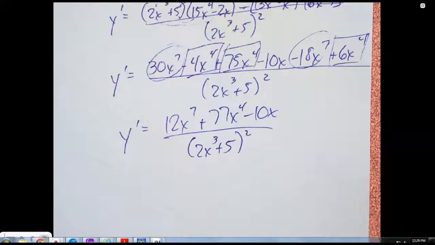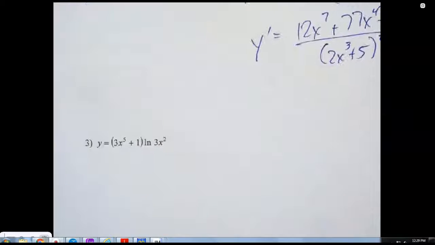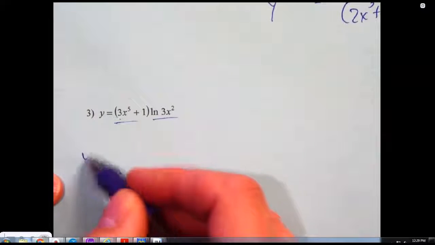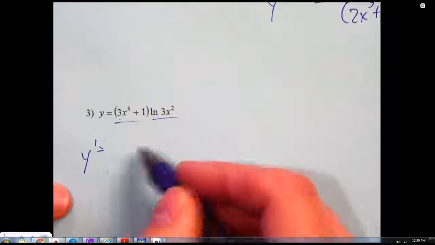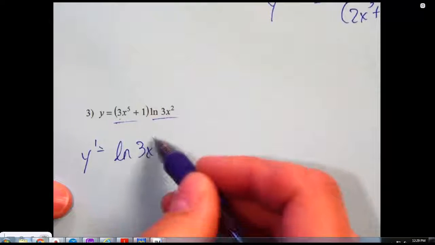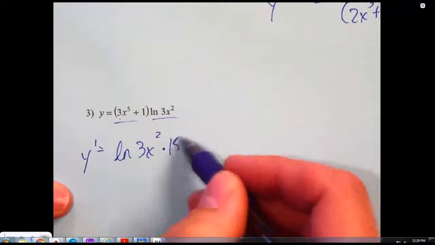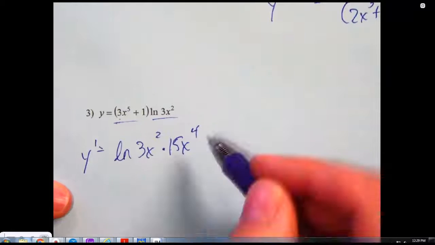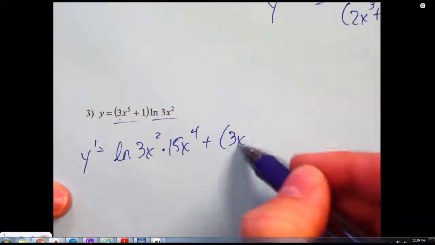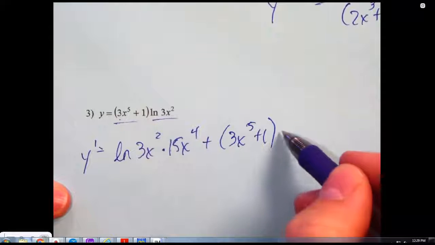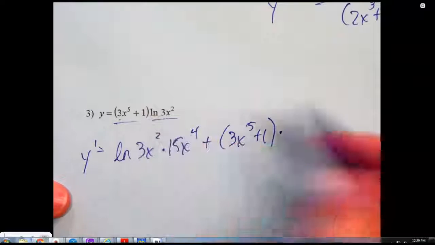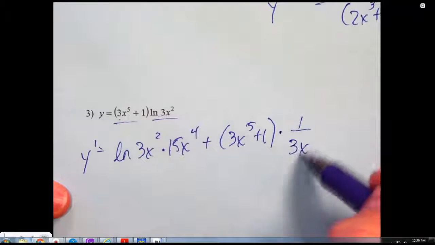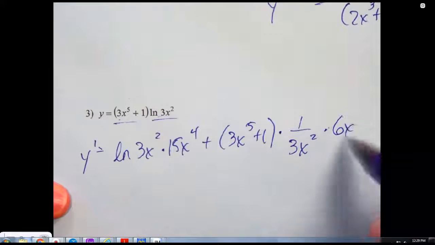All right, number 3, this is a product rule. So I got the first and the second. So the derivative is the second thing times the derivative of the first thing, which is just 15x to the 4th, plus the first thing times the derivative of the second thing. So the derivative of ln of something is 1 over the thing times the derivative of that thing.